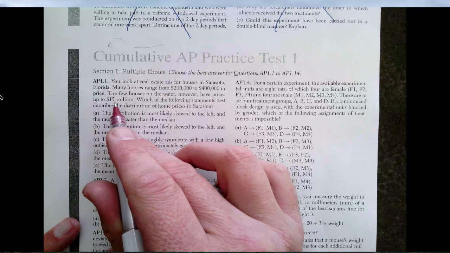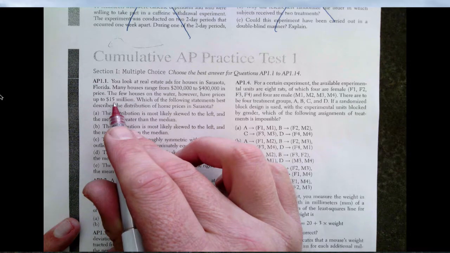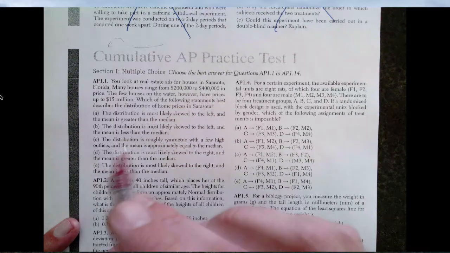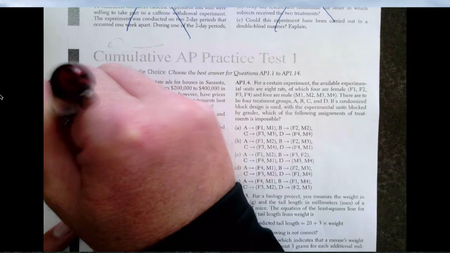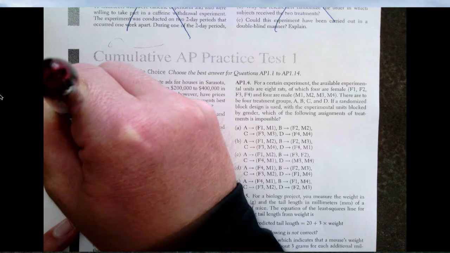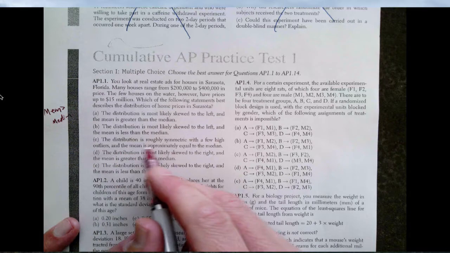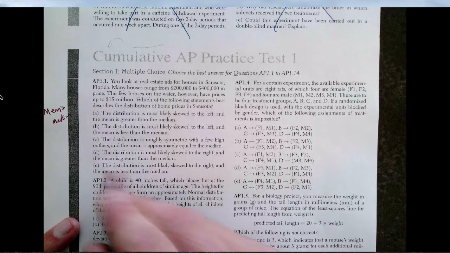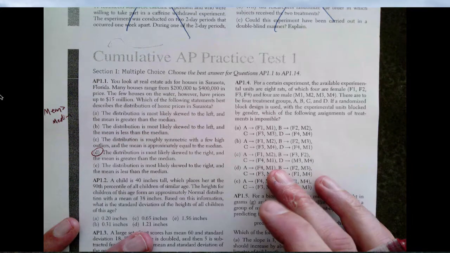Okay, so when we have outliers to the right, and house values in general are going to be skewed right, our mean is going to be greater than our median. So mean greater than median. Distribution is skewed left, no. Distribution roughly symmetric, no. Distribution is most likely skewed right, and the mean is greater than the median, yes, D. Okay, so 1 is D.